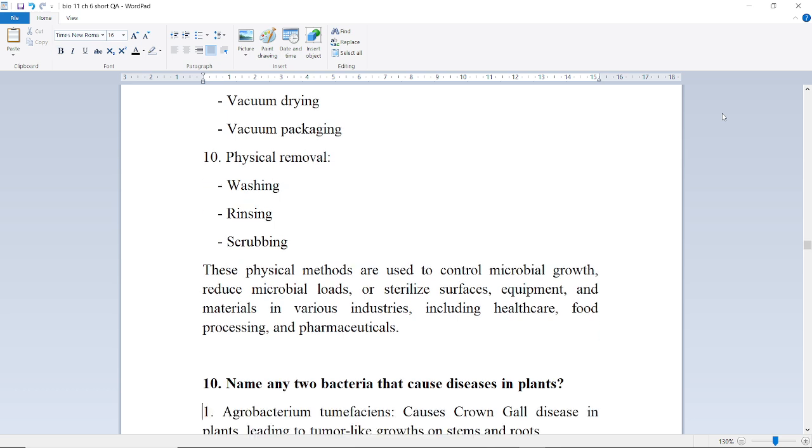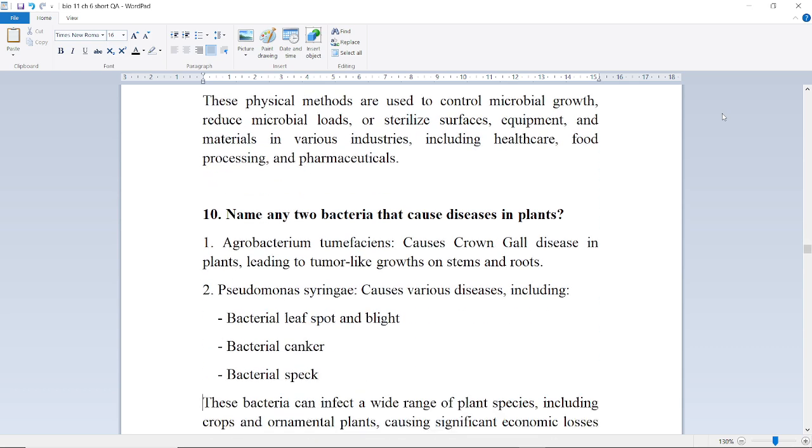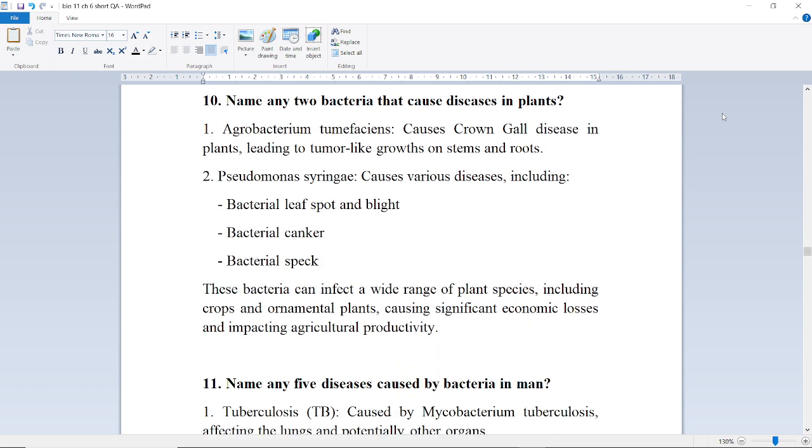These physical methods are used to control microbial growth, reduce microbial loads, or sterilize surfaces, equipment, and materials in various industries including healthcare, food processing, and pharmaceuticals. Next question is, name any two bacteria that cause diseases in plants. First one is Agrobacterium tumefaciens, causes crown gall disease in plants, leading to tumor-like growths on stem and root.